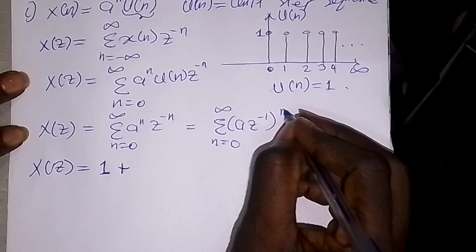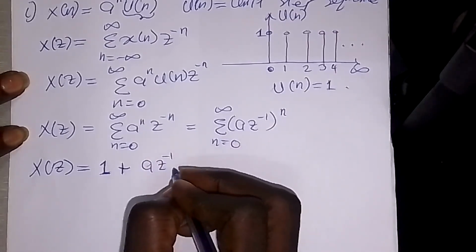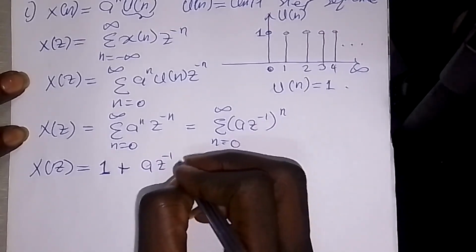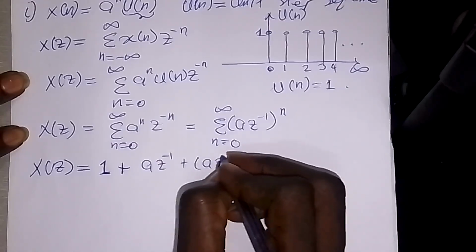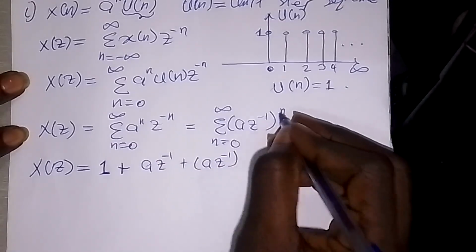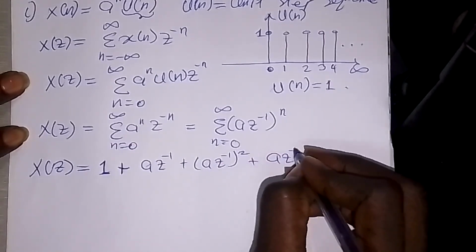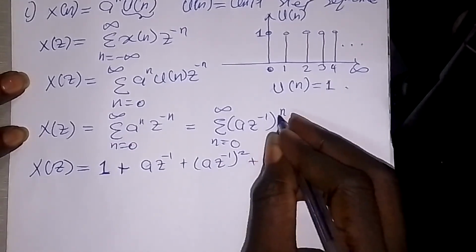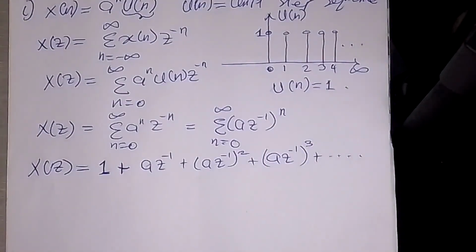If I put 1 into this equation, I'll get a z minus 1. If I put 2 into the equation, I'll get a z minus 1 with this place becoming 2. If I put 3 into the equation, I'll get a z minus 1 with this place becoming 3. It will continue up to infinity.